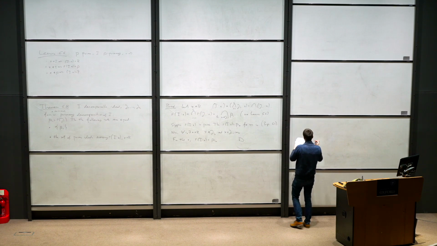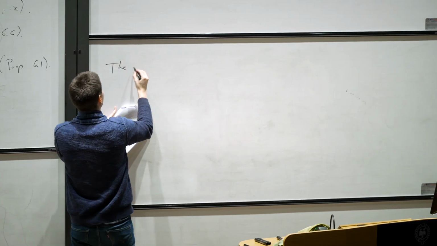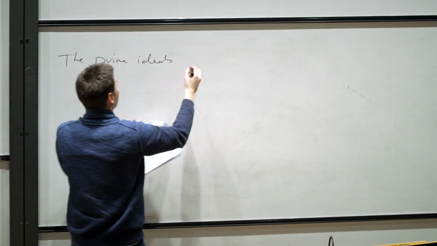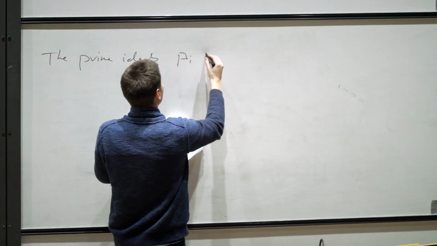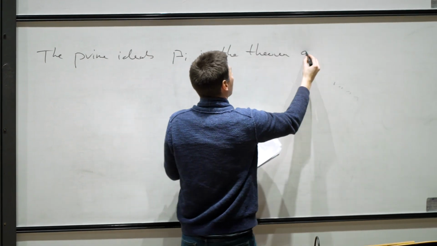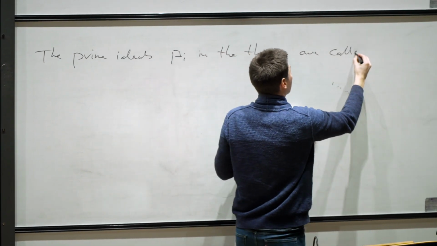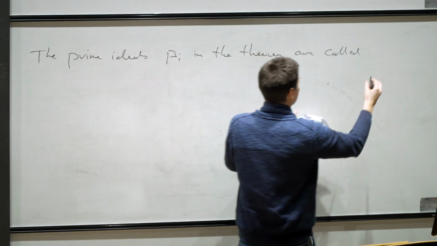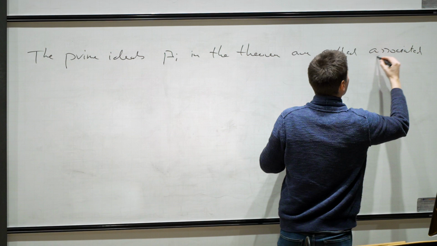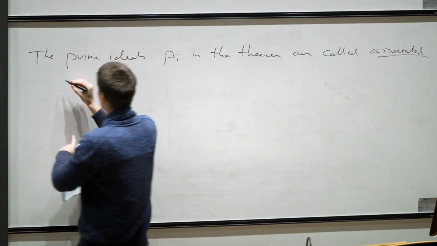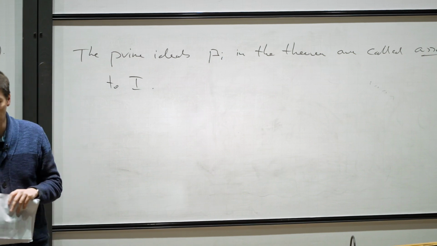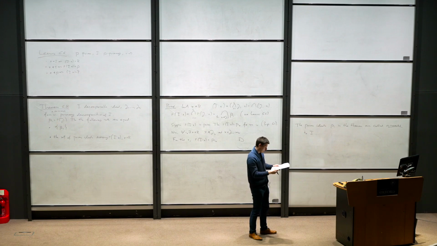Okay, so the prime ideals P_i in the theorem are called associated to I. You should think of it as the collection of primes dividing your number. That's what's happening here.